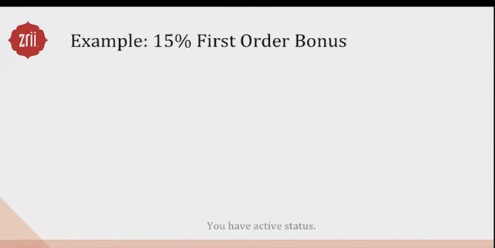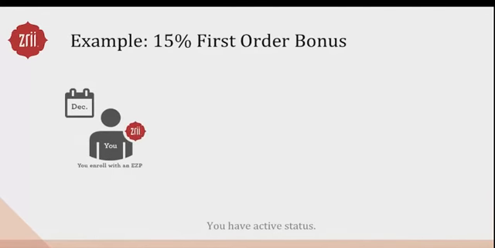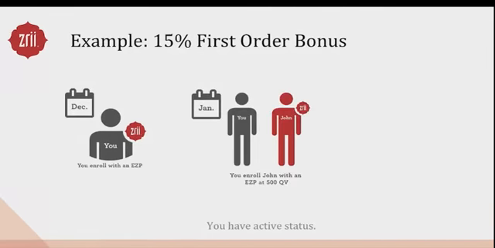For example, in December, you enroll with Zrii at the EZP level for 500 QV. In January, you enroll John on an EZP as well, also at 500 QV. You would earn a 15% first order bonus on John's order, or $75.